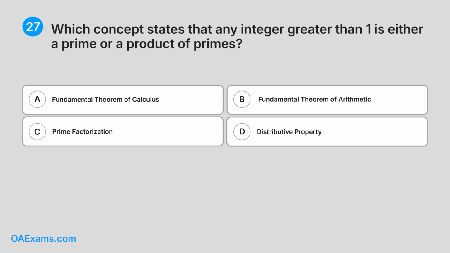27. Which concept states that any integer greater than 1 is either a prime or a product of primes? A. Fundamental theorem of calculus. B. Fundamental theorem of arithmetic. C. Prime factorization. D. Distributive property. Can you guess the answer?